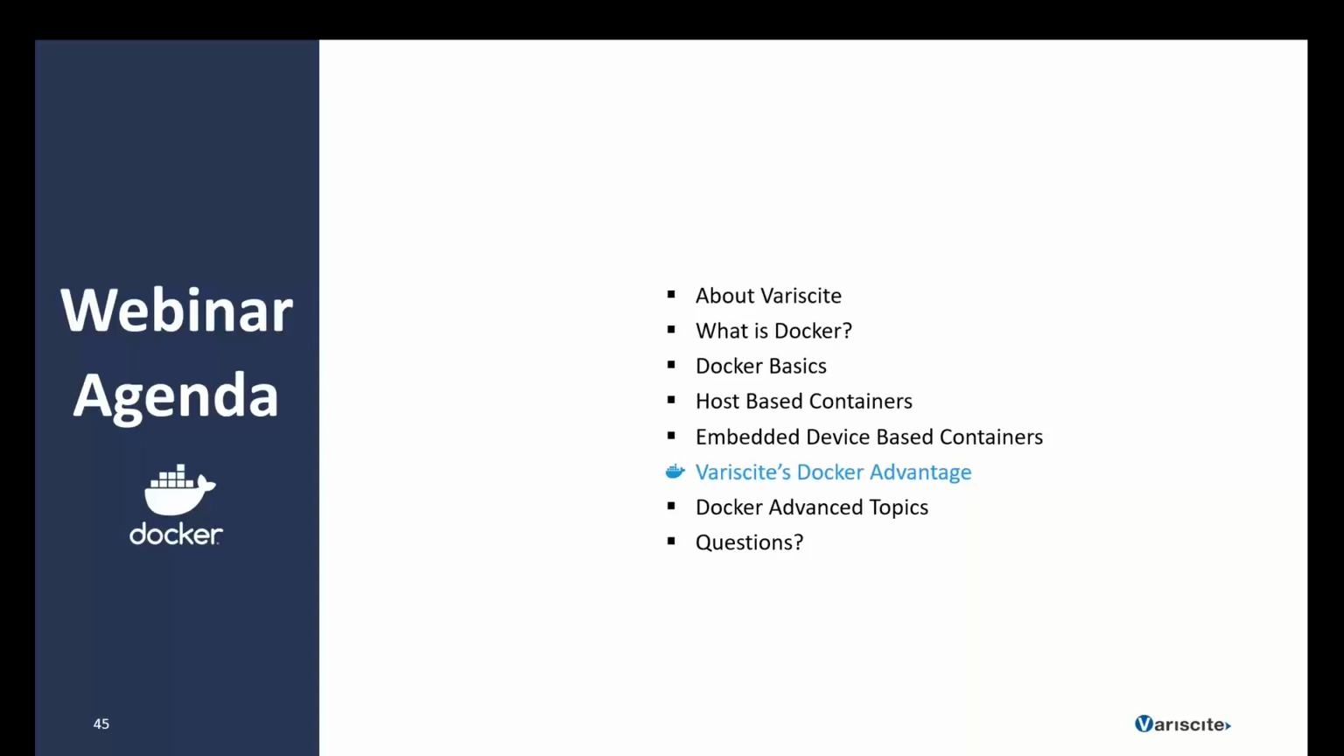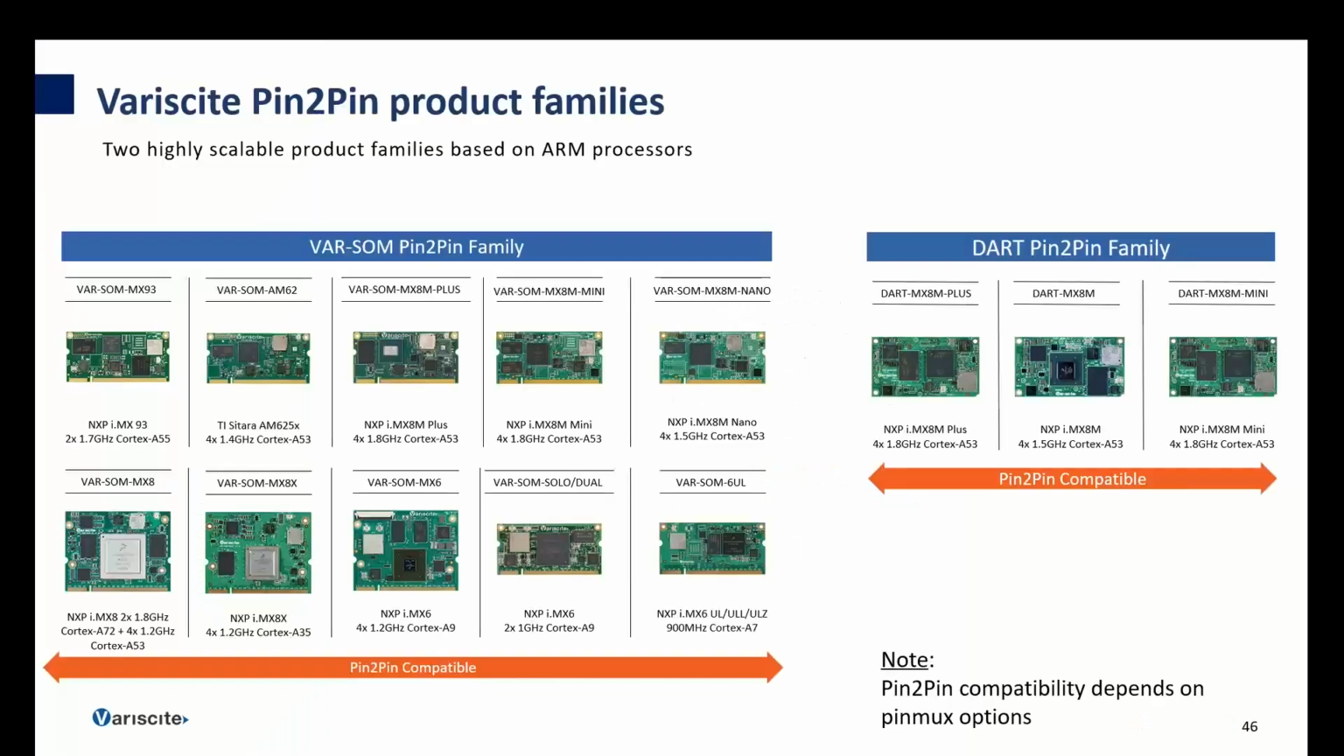So next I want to talk about Variscite's Docker advantage. We've explained how you can use Docker in an embedded software design, and why you should use it. So why should you use Variscite specifically? As I mentioned before, Variscite has two major families of SoMs: the VarSOM family and the Dart family. Each family has a slightly different mechanical form factor, with the Dart generally exposing more interfaces. As seen in this chart, and depending on the pin-mux options needed, the devices listed within each of these families are generally pin-to-pin compatible. So this allows for scaling the device within the family without redesigning the carrier board.